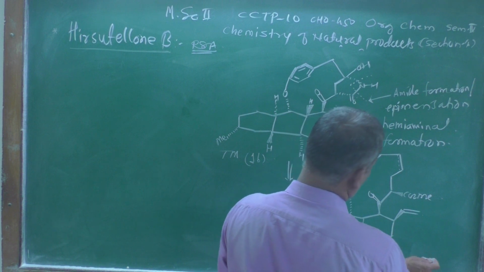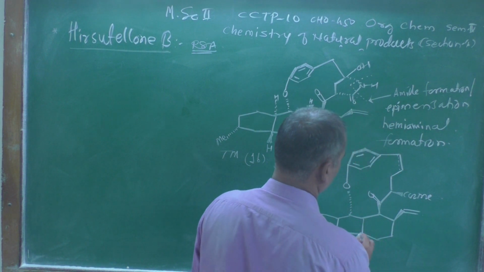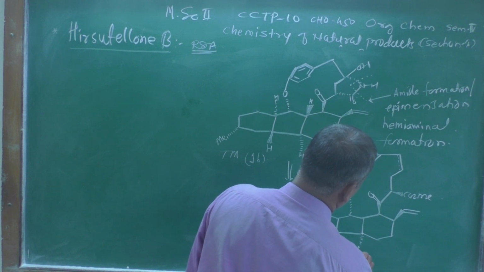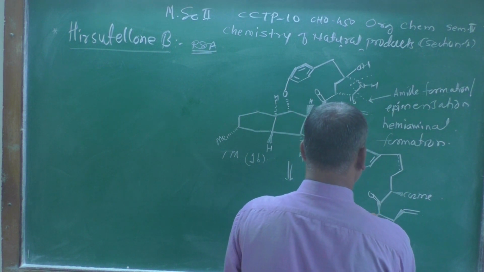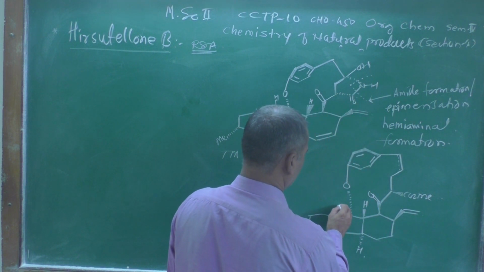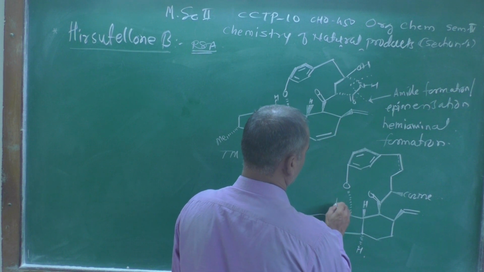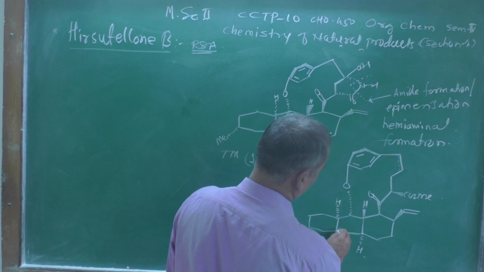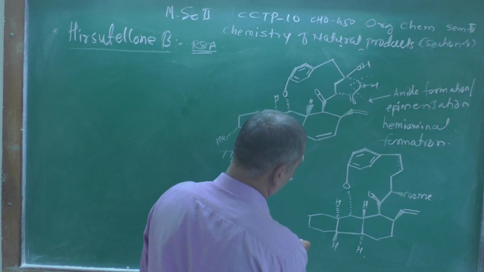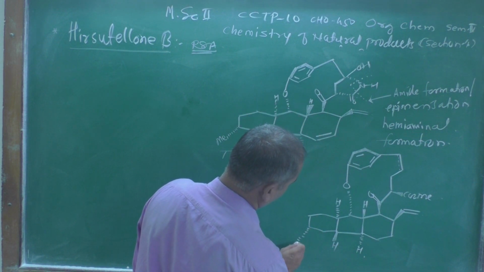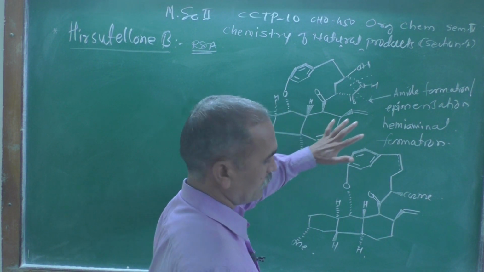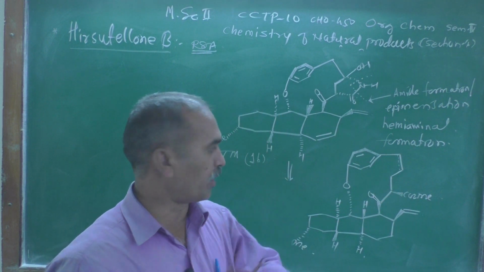And here the other things remain as they are. Here one of the hydrogen atoms goes below the plane. This hydrogen atom should be above the plane. This hydrogen atom should go below the plane. This hydrogen atom comes above the plane, and then this is a methyl group as it is. Every other part of the skeleton of the molecule remains as it is.